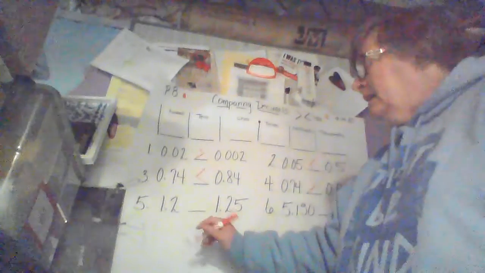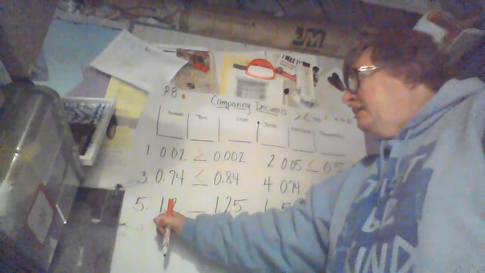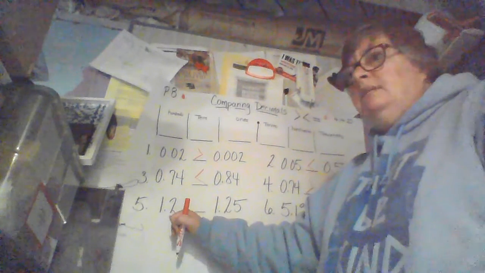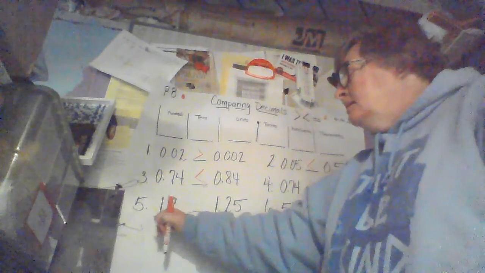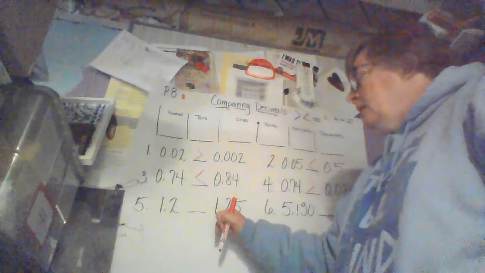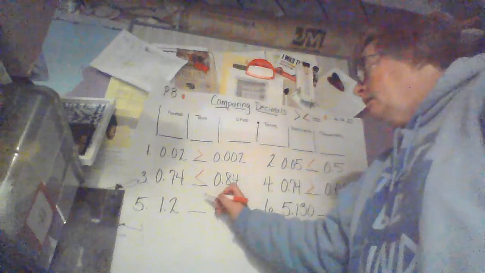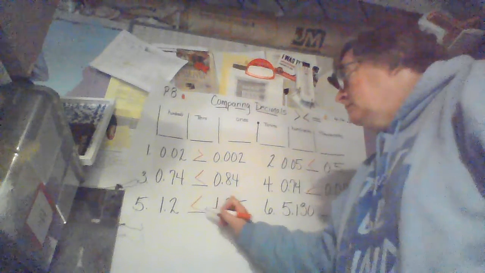Okay, again, I start thinking money. In my head, I think $1, 2 tenths, 2 tens is 20 cents, $1.20, and $1.25. Which one's bigger? $1.25.